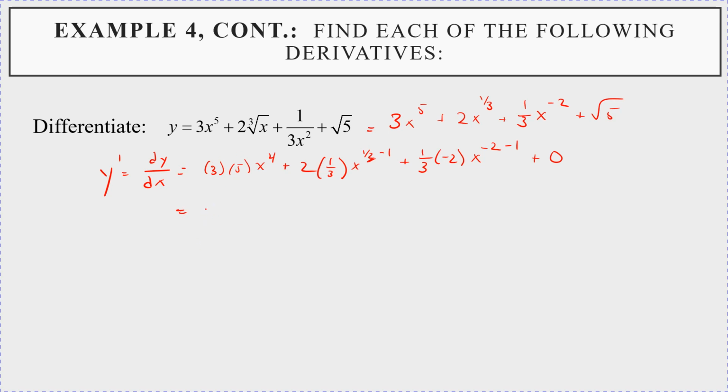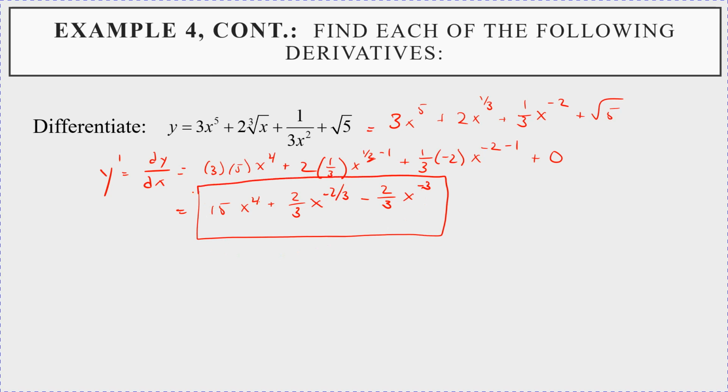So then 3 times 5 gets me 15x to the 4th. 2 times 1/3 gets me plus 2/3, and then x to the 1/3 minus 1 is x to the -2/3. 1/3 times -2 gets me minus 2/3. And then x to the -2 minus 1 gets me x to the -3. So as you can see here, this is just a lot of algebra using this power rule trick. It's just a lot of algebra. Okay.